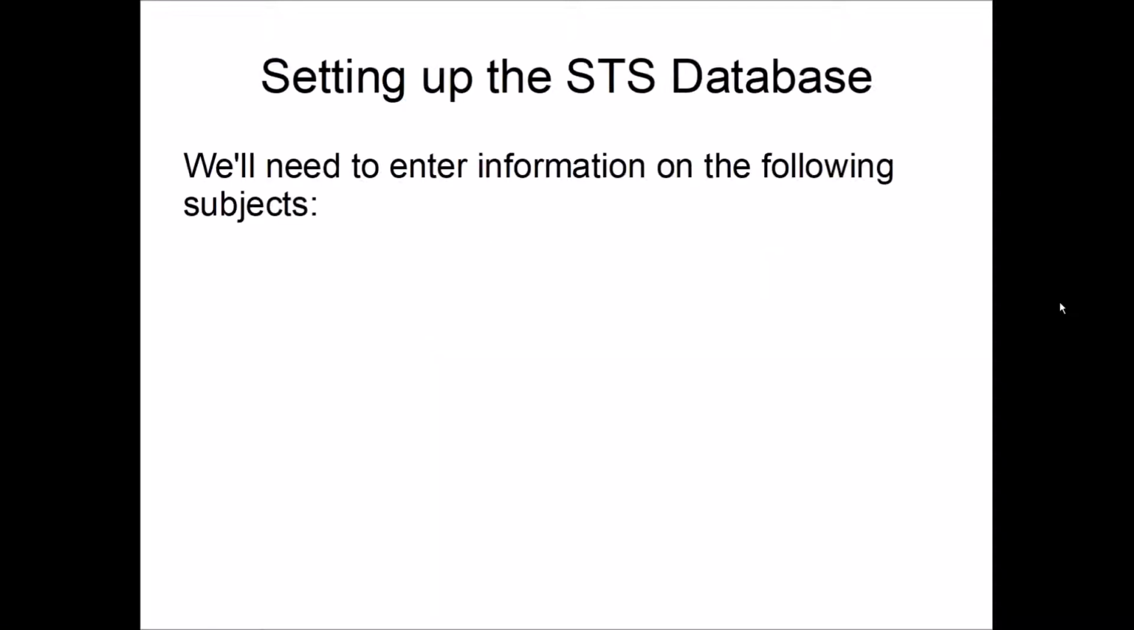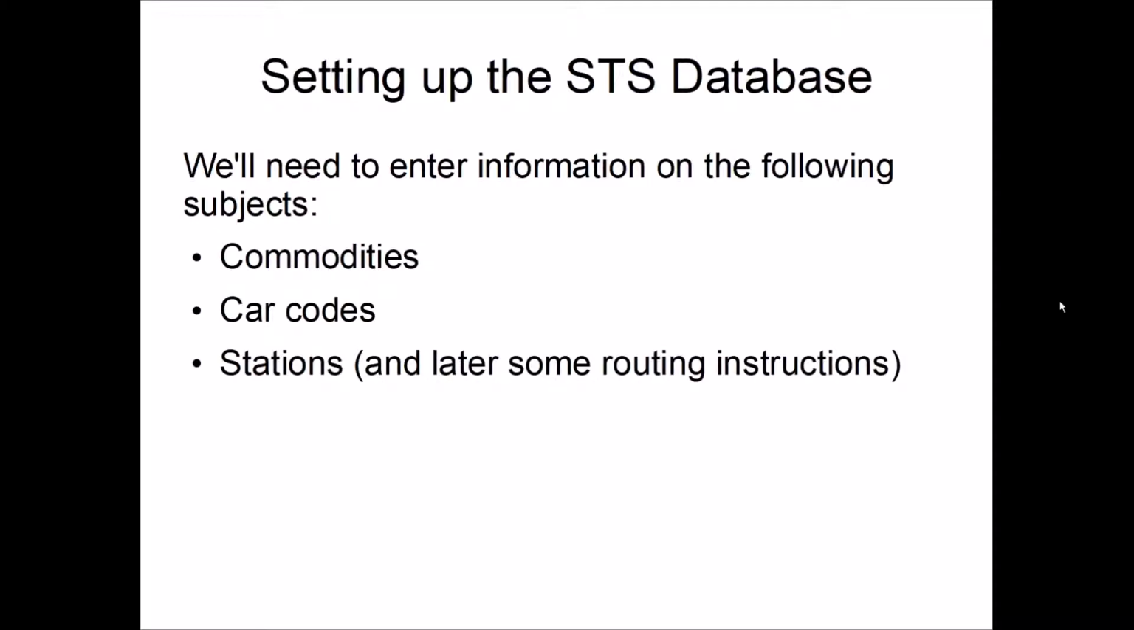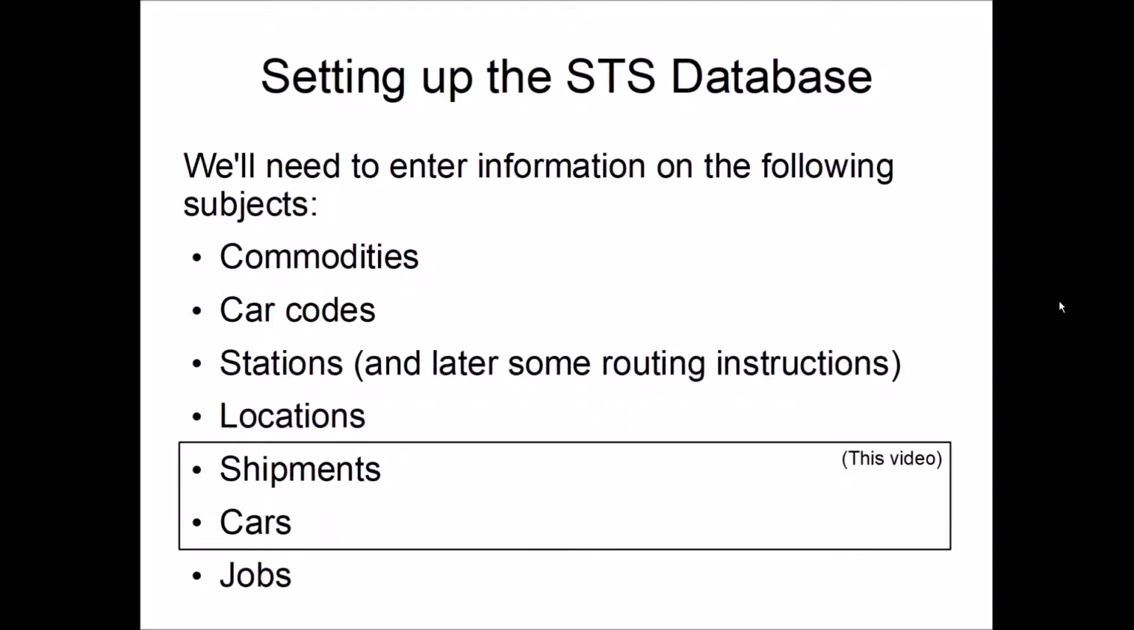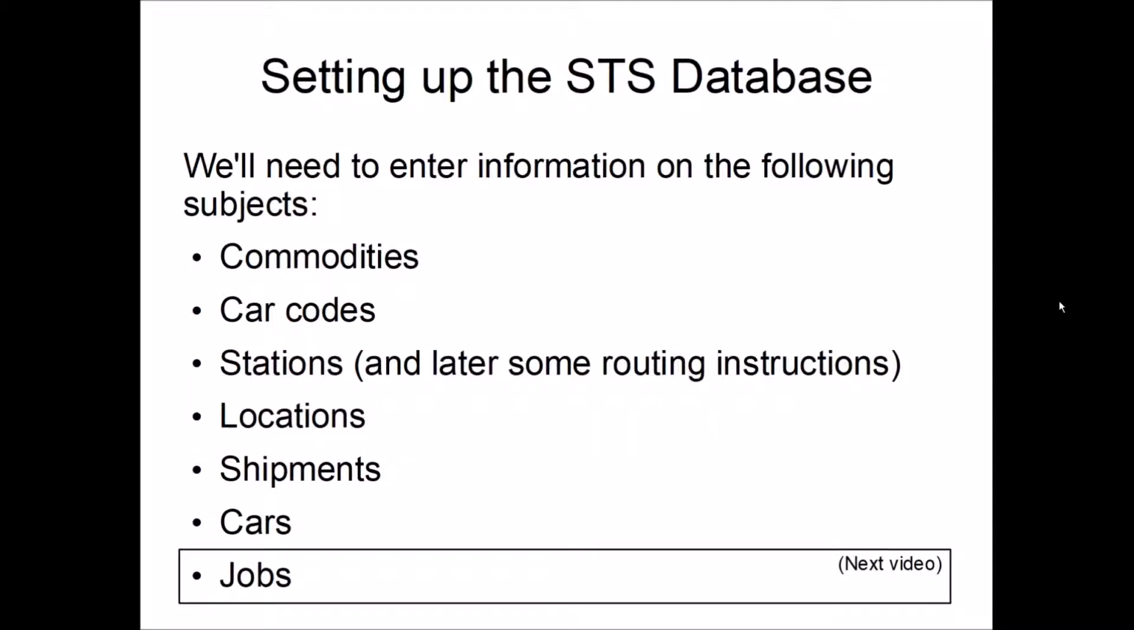So, as a quick review, let's look back at the items we need to put into the database. The first four there we did in the previous video: commodities, car codes, stations, and locations. This video will address shipments and cars, and the next video will talk about the jobs, in other words, the trains that are going to run.